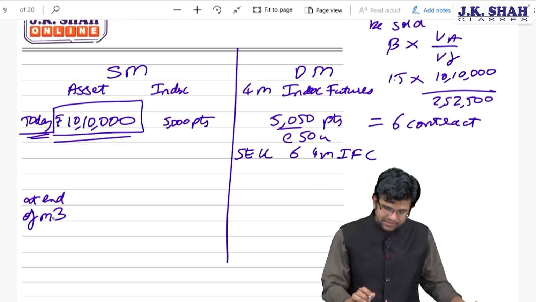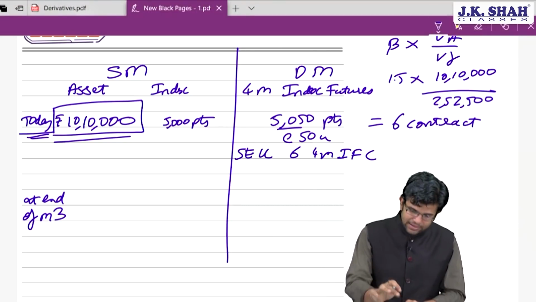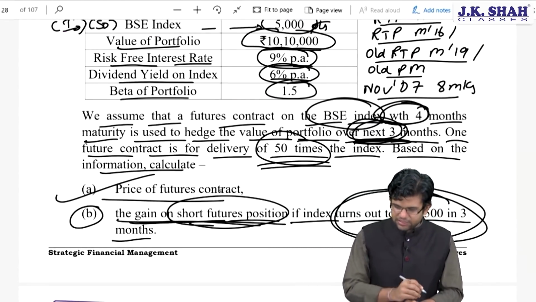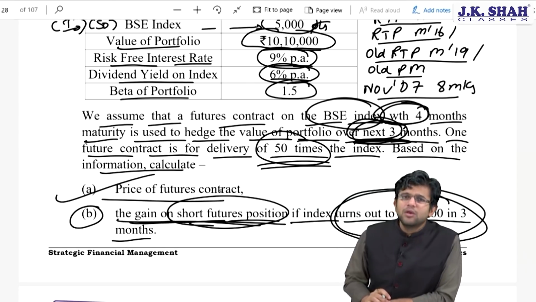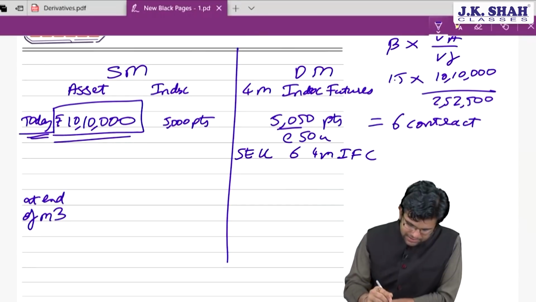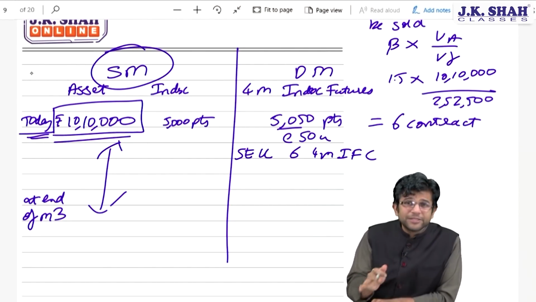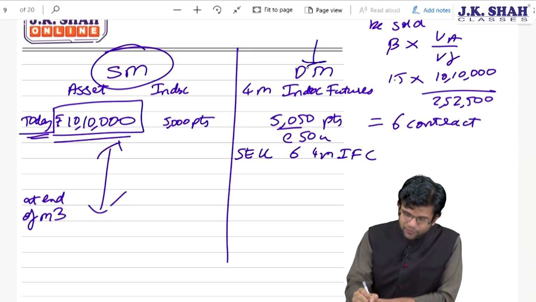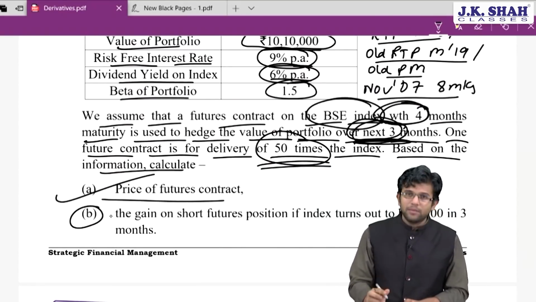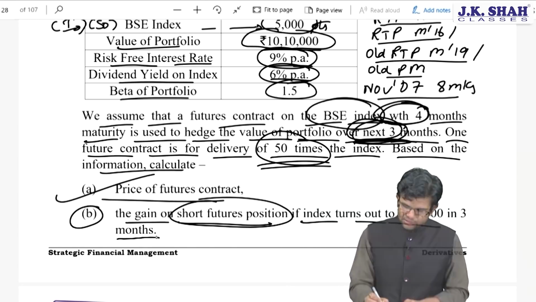Now comes the end of month 3. Students, let's see what happens. They are saying the gain on the short futures position, if the index turns out to be 4,500 in 3 months. Oh, that means they are not mentioning what is happening in the asset, that is the spot market. They're not even asking you. They're only asking in the futures position, what is the gain or loss? Read the question again. What is point B saying? The gain on the futures position if the index turns out to be 4,500.